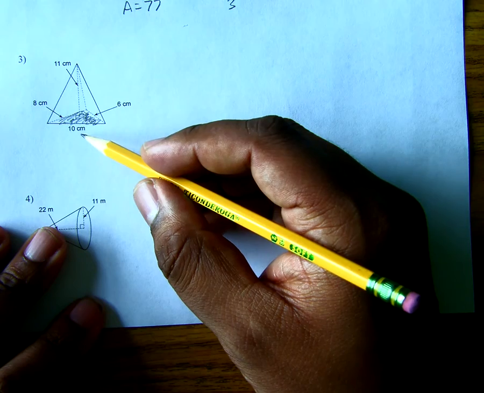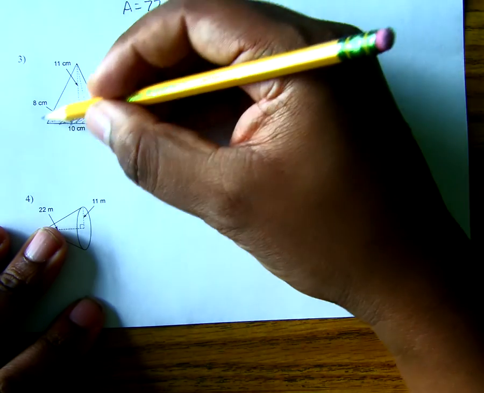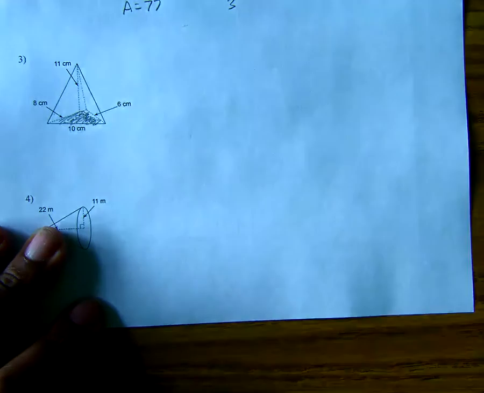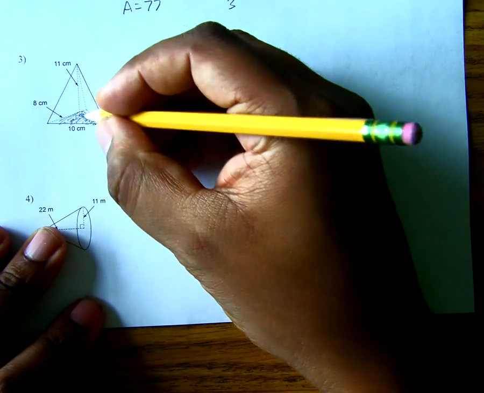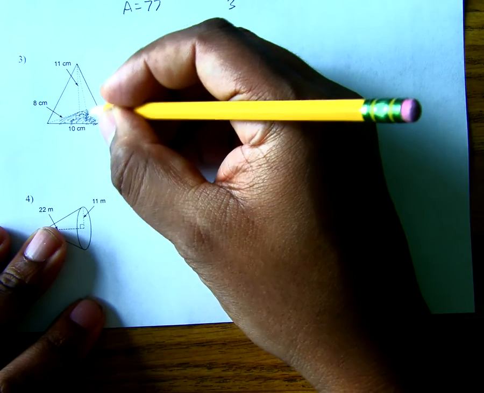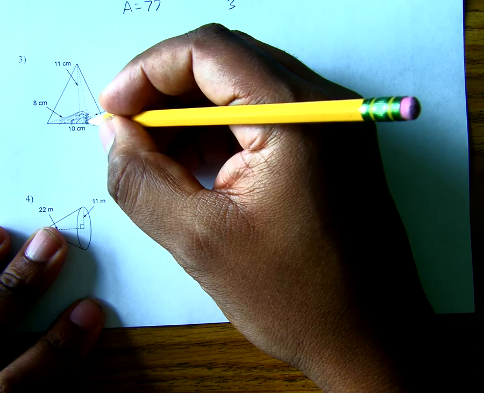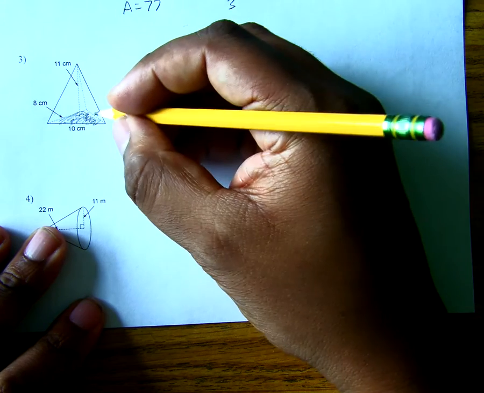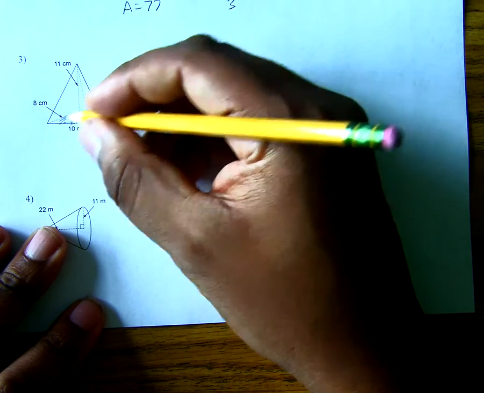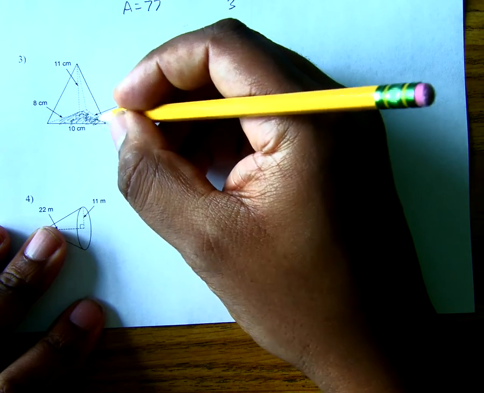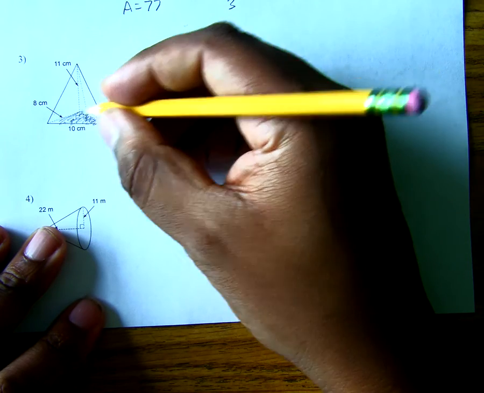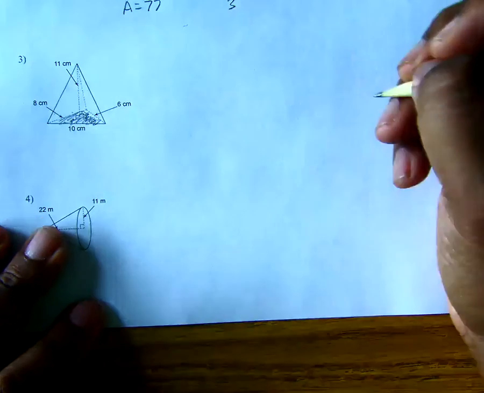Now, I see that the 10 is here, and you've got a 6 here, the 8 here, and 10 looks like the base. And it would be if we had the measurement of the height going straight up and down and perpendicularly. But we don't. So we're going to use the 8 as our base and say the perpendicular height is 6, because that's what we have, two lines that are perpendicular.